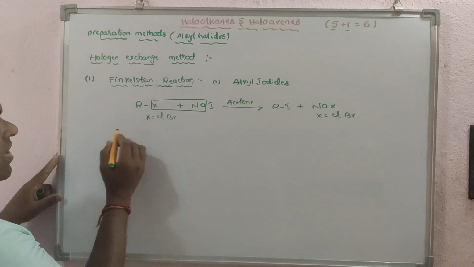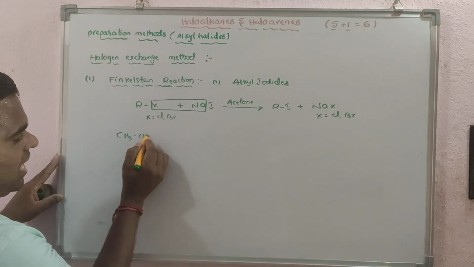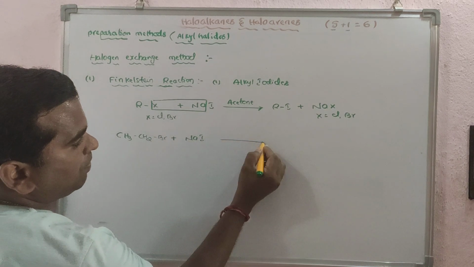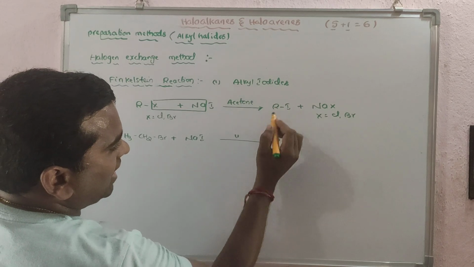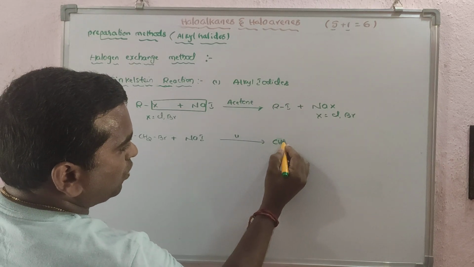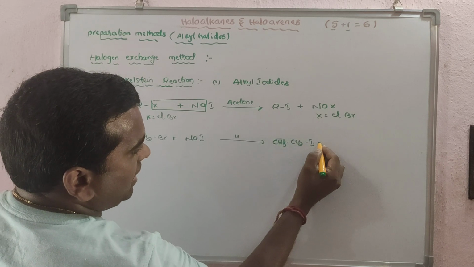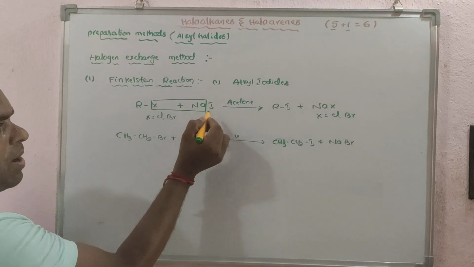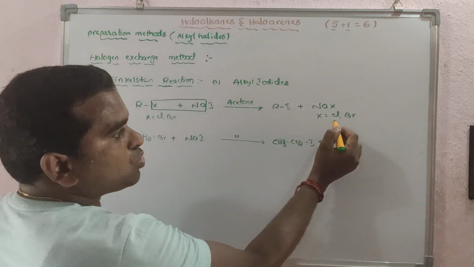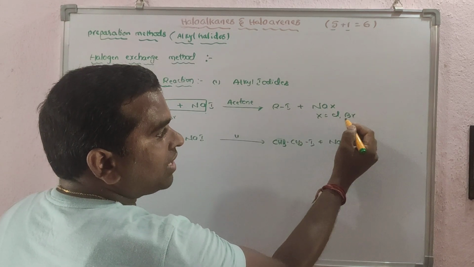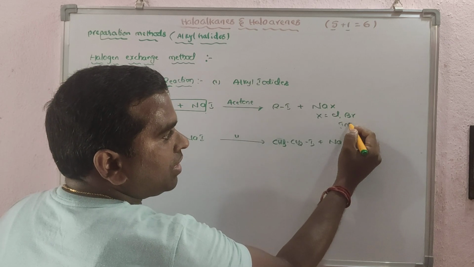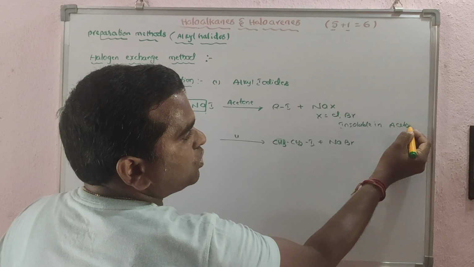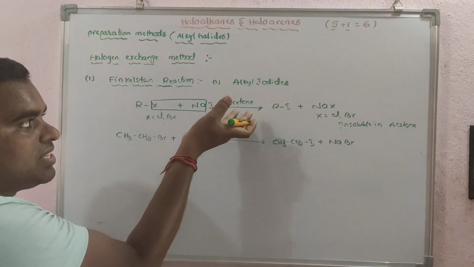Clear? Now, suppose I take a simple example, ethyl bromide. Ethyl bromide plus sodium iodide in presence of dry acetone, I will get ethyl iodide, CH3CH2I, plus NaBr. The solvent is important here. Why? Because sodium iodide is dissolved in acetone, but sodium chloride and sodium bromide are insoluble in acetone. Insoluble in acetone means they are precipitated in this acetone solvent.